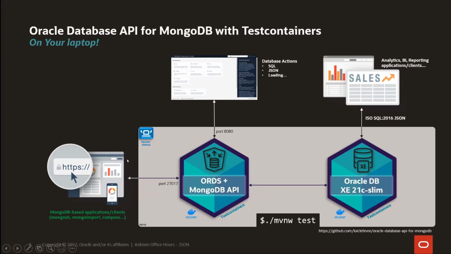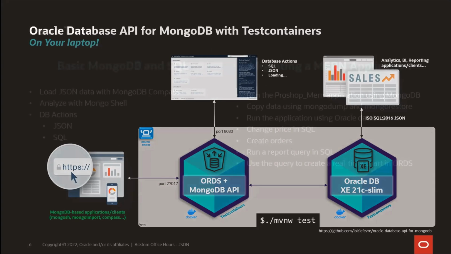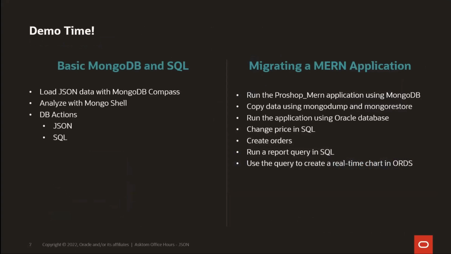It allows you then to connect any MongoDB-based applications and clients to the ORDS MongoDB API, or you could use Database Actions as well, which we will do just afterwards. And for those who want to leverage ISO standard SQL 2016 over JSON, they can do that with reporting, BI or analytic tools directly using plain SQL. So just a summary of what we'll see just after. And so it's demo time.